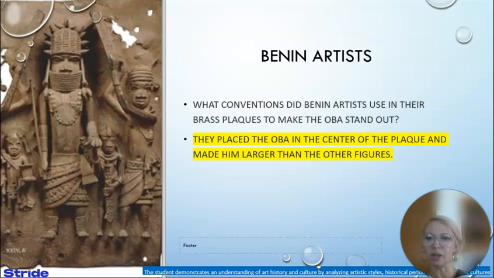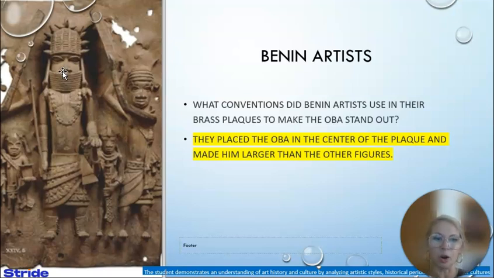So Benin artists, what conventions did Benin artists use in their brass plaques to make the Oba stand out? They placed the Oba in the center of the plaque and made him larger than the other figures. See how the other figures are smaller, and see how he's in the middle, and also look at how they're holding up these things, kind of drawing attention to this guy right here. And you can notice other things, like see these little horns around his head. So you would look at that and think, oh, that's probably the most important person in the plaque, right?